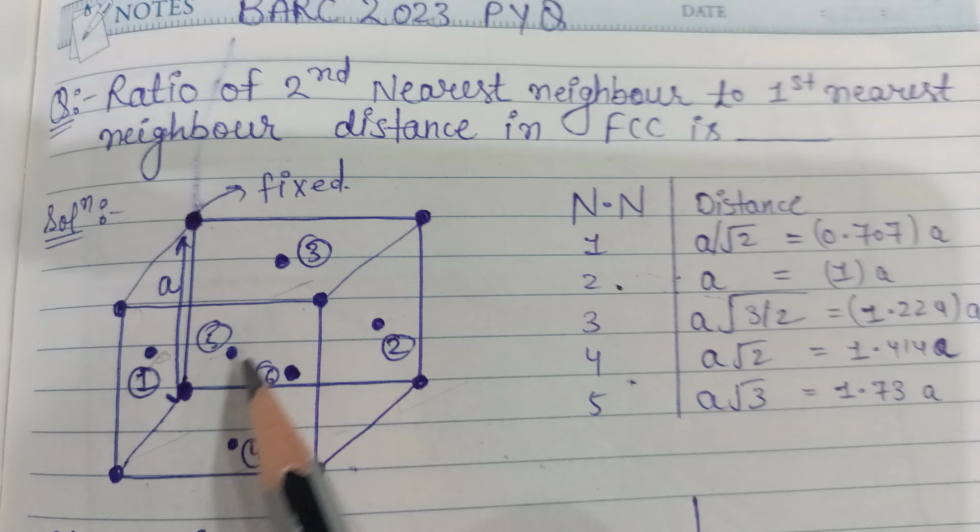In this question they have asked us the ratio of second nearest neighbor to first nearest neighbor distance in FCC. Look here. This is one picture of FCC. We have located the atoms at the edge of the unit cell and at the faces of each surface. So we have a total of 6 atoms on each plane surface: atom 1, 2, 3, 4, 5 and 6. They are all partly face atoms.